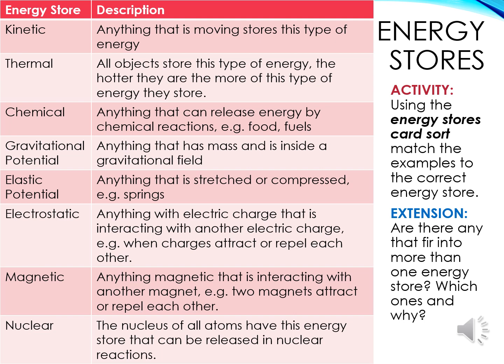Chemical energy is anything that can release energy. So food, fuels, anything that has a chemical reaction. Gravitational potential energy is anything that has mass and is inside a gravitational field. Your elastic potential, anything that is stretched or compressed. Your electrostatic is anything to do with electric charges and how they are attracting or repelling each other. Your magnetic is anything with a magnetic field where it's interacting, so two magnets that are attracting each other. Nuclear is the nucleus of an atom, giving out energy as it's breaking down.